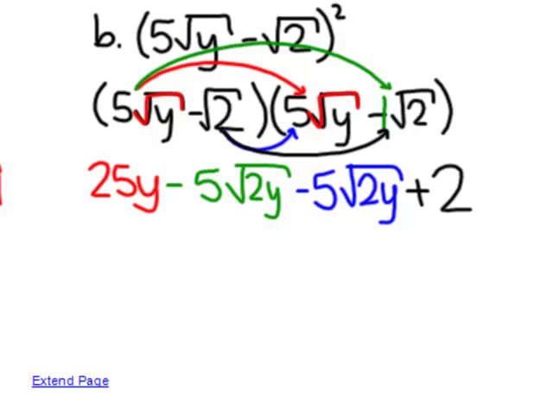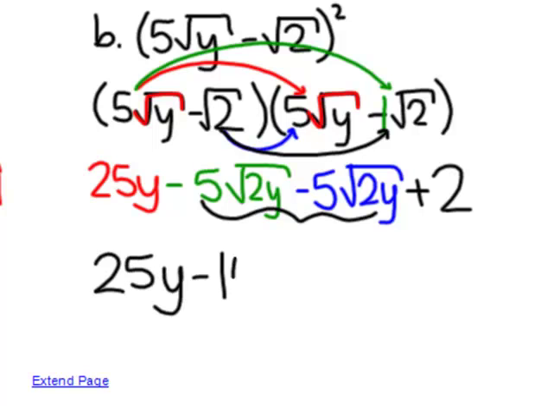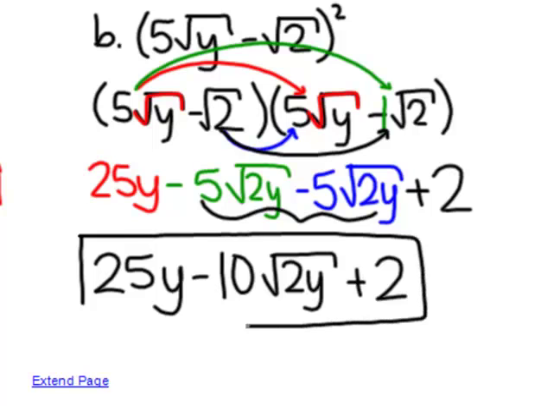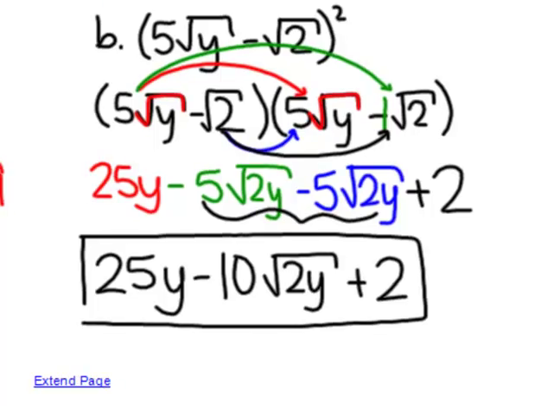And then see what we can combine. And again, just like the last problem, it's the middle terms that can combine. So you get 25y minus 10 times the square root of 2y plus 2 more that I can't combine anywhere. And then because nothing else can simplify, nothing else can combine, we're done. Couple more problems.